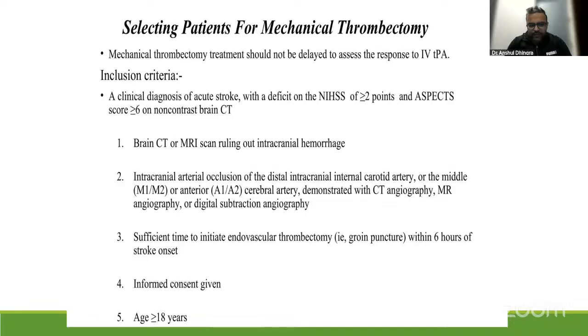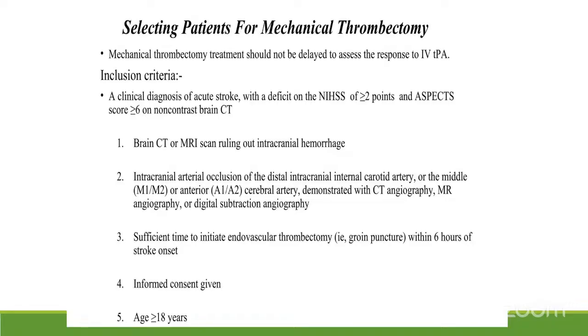Studies have shown that in addition to the IV thrombolysis, if it is a large vessel stroke, then mechanical thrombectomy improves the functional outcome of the patient. Right, because IV thrombolysis sometimes is not able to canalize the artery. It is not able to restore the flow. So we may need mechanical thrombectomy in those patients.